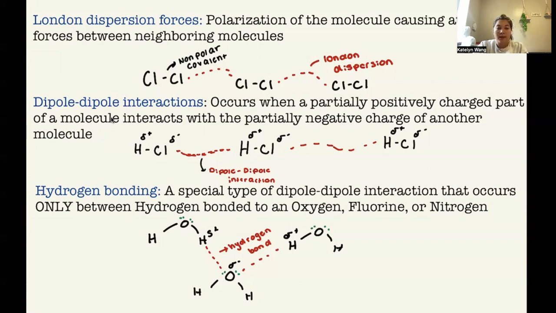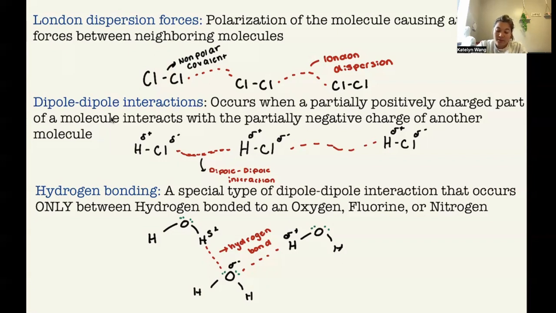The next thing we're going to talk about is dipole-dipole interactions, which occur when a positively charged part of a molecule interacts with the partially negative charge of another molecule. So you can see here, this little delta positive symbol means that it's partially positive, and this little delta negative symbol above the Cl means it's partially negative. So the partially negative Cl is going to interact with the partially positive H, creating that dipole-dipole interaction.